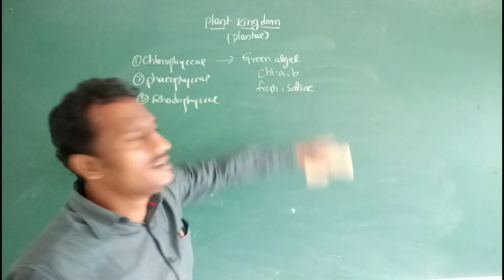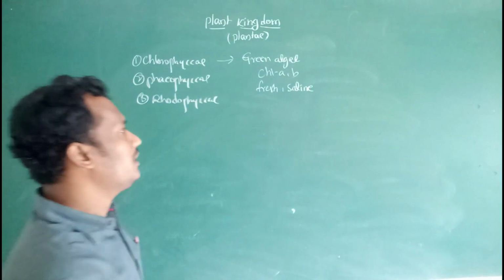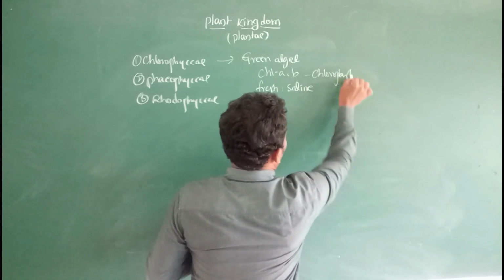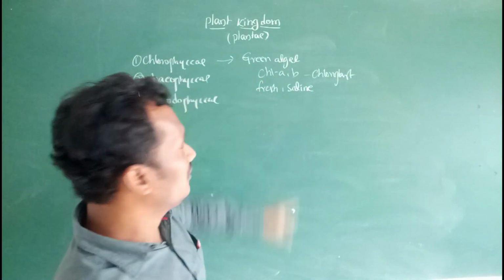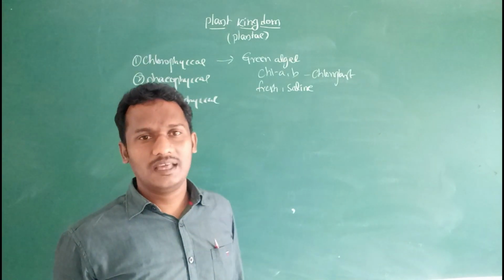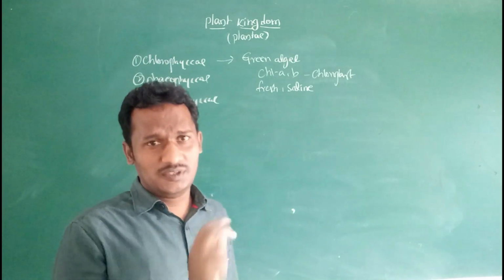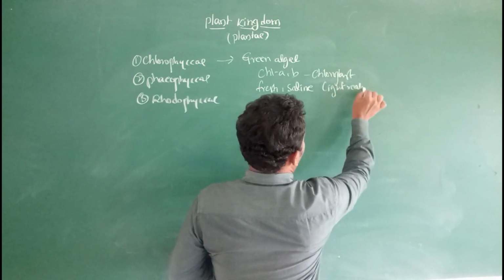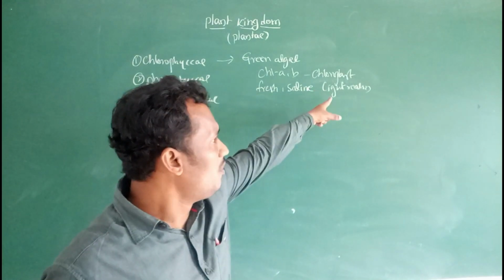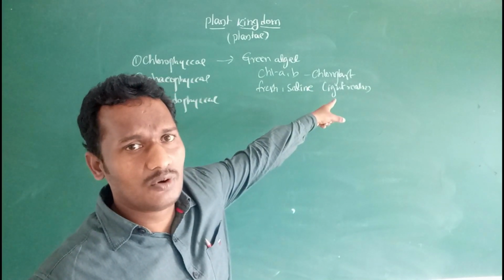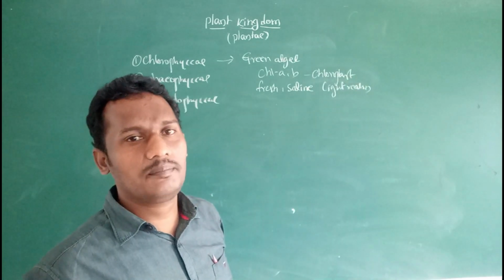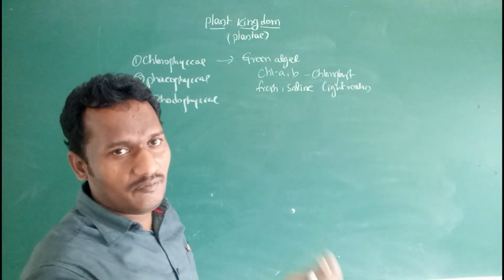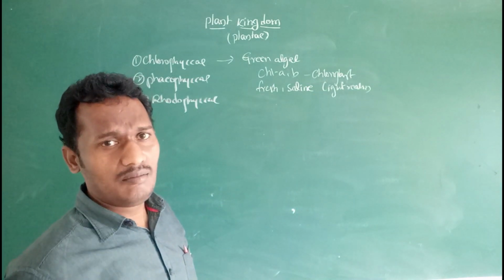These pigments are located in a discrete unit of structure, the chloroplast. These pigments are responsible for trapping the light energy and performing photosynthesis, mainly the light reaction, and then synthesizing and preparing the food material. The size and shape of the chloroplast varies in different algal members.